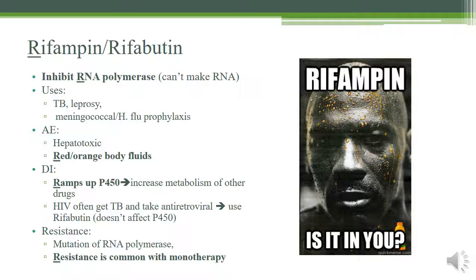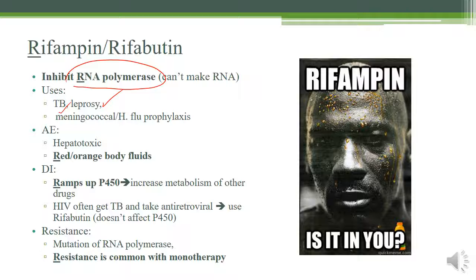Let's talk about rifampin. Remember, rifampin starts with an R, it inhibits RNA polymerase. So when the bacteria can't make RNA, it can't really adapt. And this is the first letter in our RIPE treatment protocol. It's often used for TB, but it can also be used for leprosy.